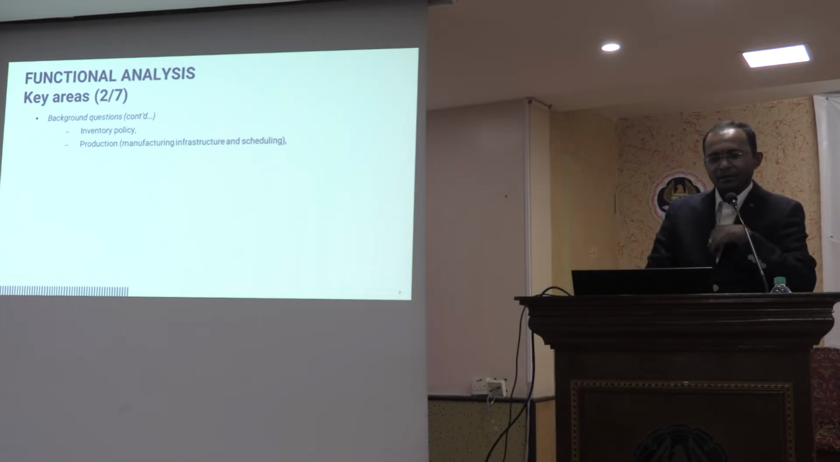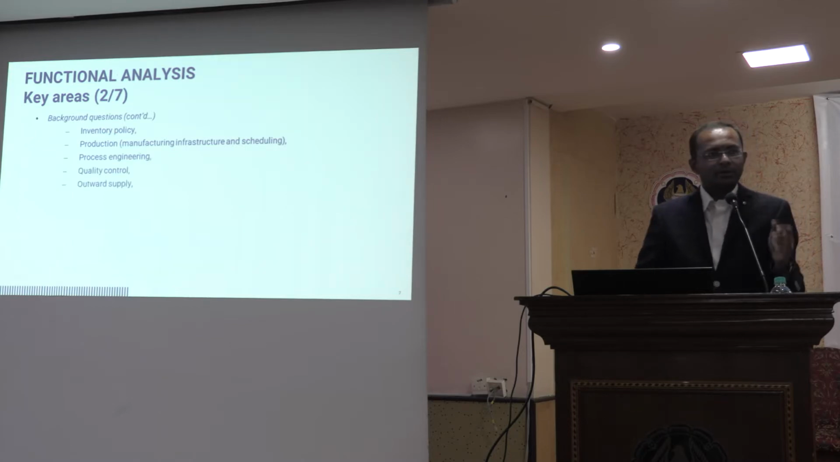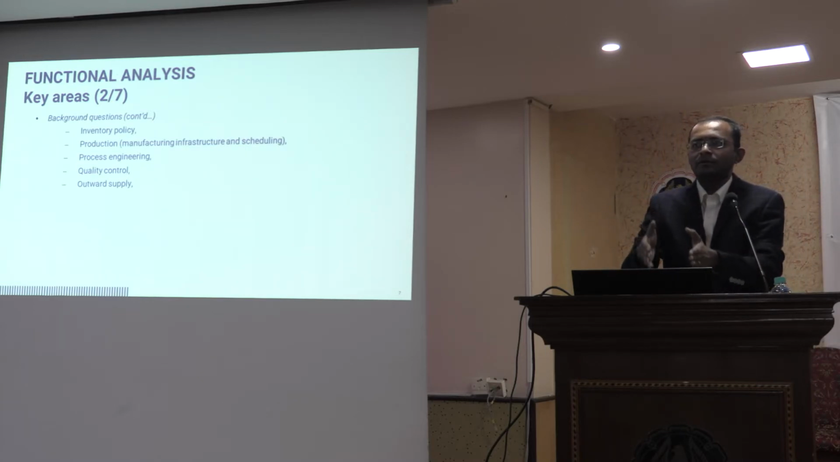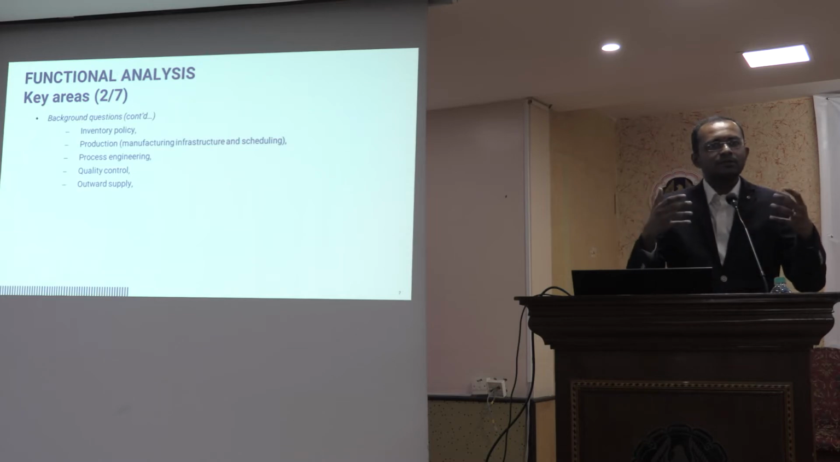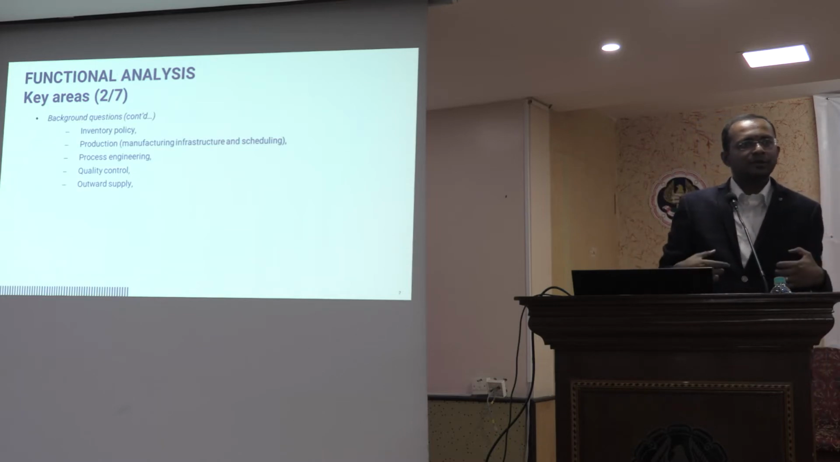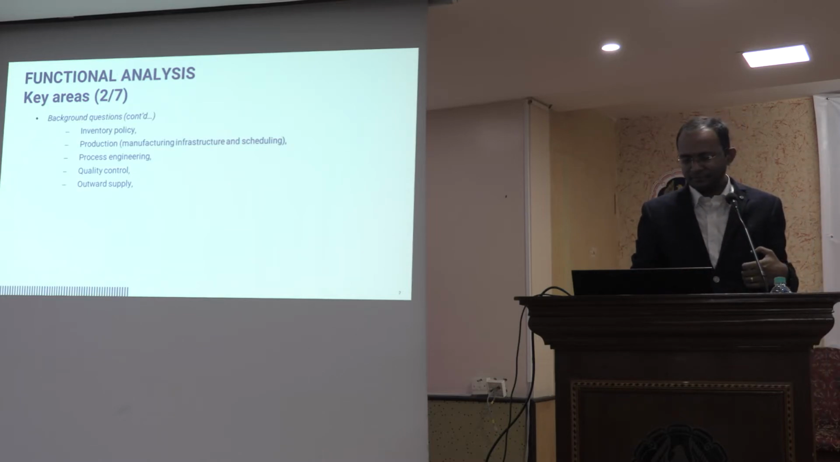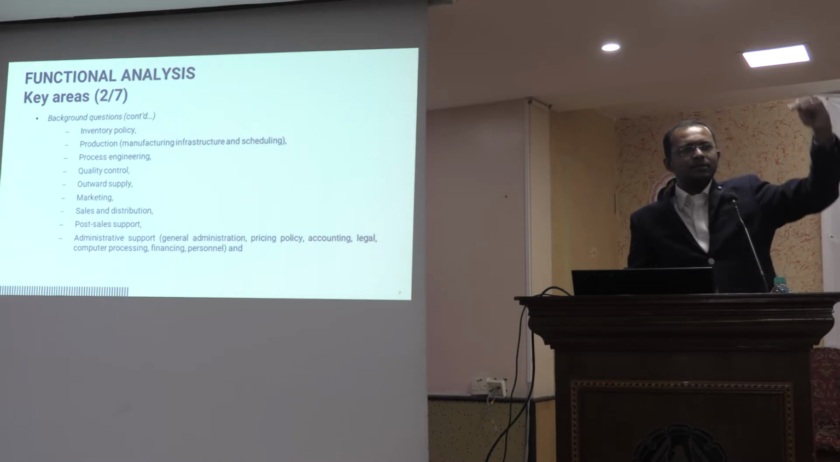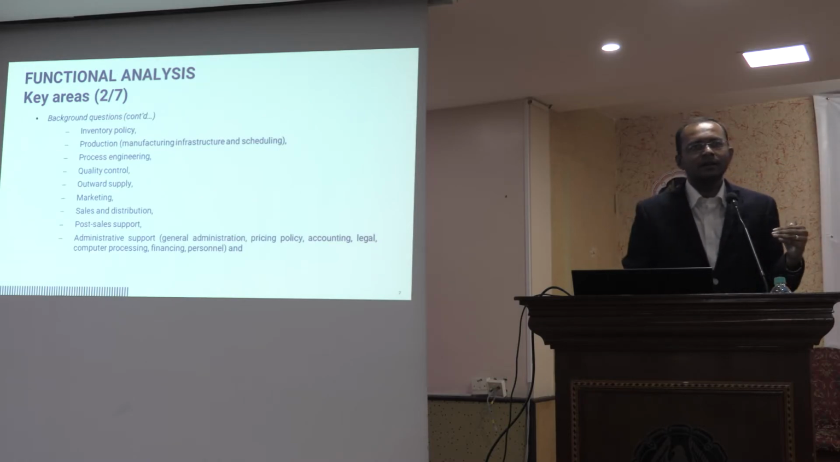Right? Production: who defines production, manufacturing, infrastructure and scheduling? Process engineering, who does that? Quality control, who does it? So what we've done here is break up the manufacturing activity into all of these components and ask who does this, and who bears the risk on account of the decisions here. Outward supply, marketing, sales and distribution, post-sales support. These are all the various dimensions for a manufacturing entity.